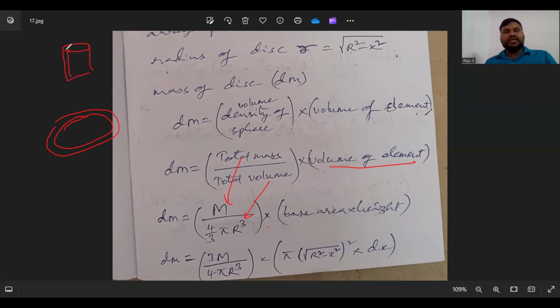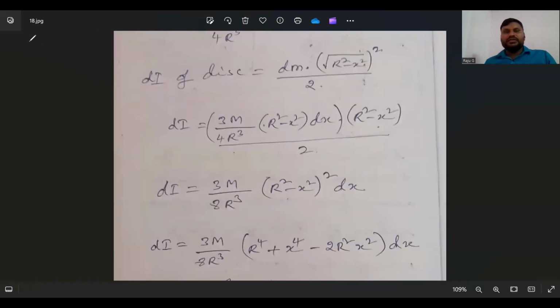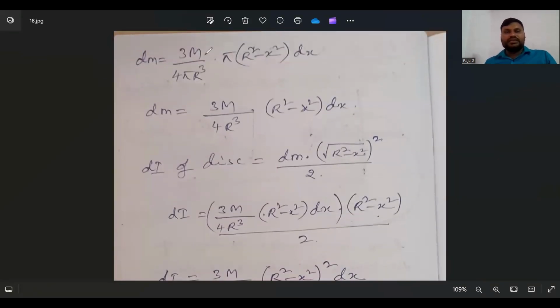I will draw like this so that you can understand. A cylinder of thickness dx, and the radius is small r. Therefore, its volume is base area, pi r square, into its height, which is dx. So r is nothing but root over R square minus x square, which we just derived. Pi into root over R square minus x square, whole square, into dx. This is the dm value. Simplify this dm. After simplification of dm, we will get 3m by 4R cube into R square minus x square dx, because this pi and this pi will cancel out.